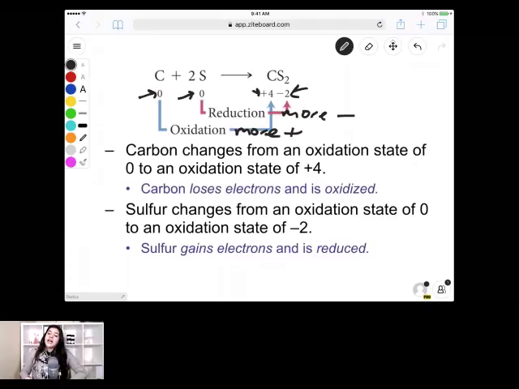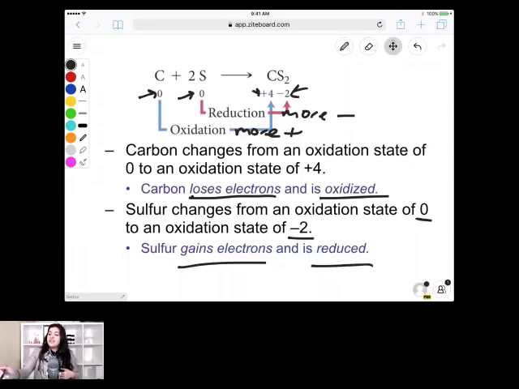So in our case, since carbon changes from 0 to 4+, carbon is losing those negative people, or losing electrons, and that's why it's being oxidized. And then sulfur is going from 0 to a -2 charge, or -2 oxidation state, I'm sorry. Sulfur is gaining those negative people, or gaining electrons. That's why it's being reduced, or becoming more negative. Now that we're understanding that process overall, let's continue.